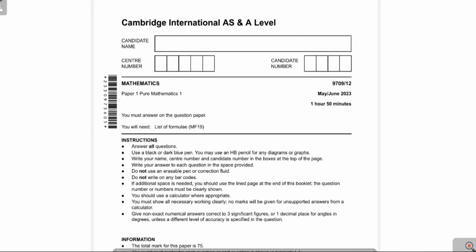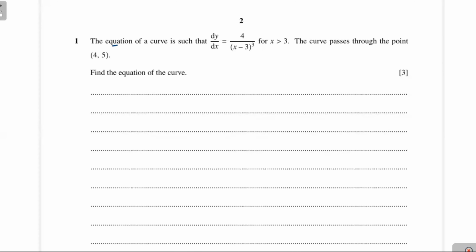Let's start the paper. Question number 1. The equation of a curve is such that dy over dx equals 4 over (x minus 3) power 3, for x greater than 3. The curve passes through the point (4, 5). Find the equation of the curve.